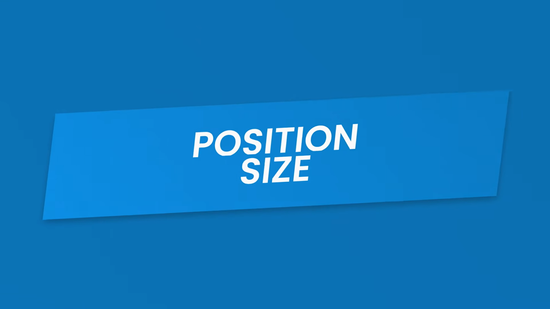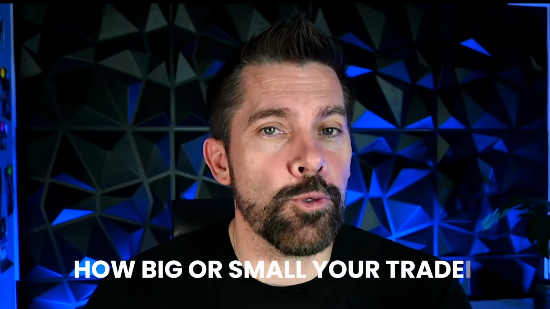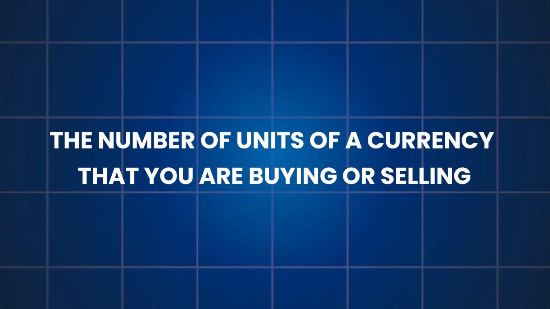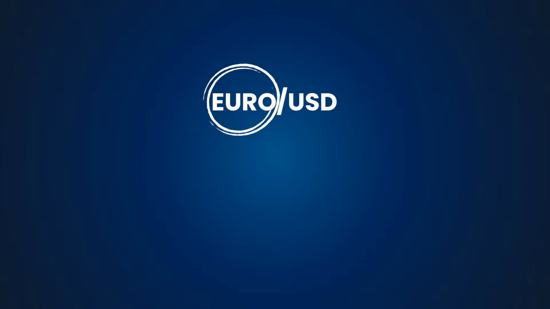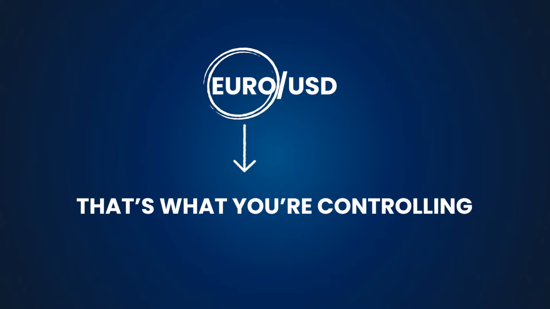So first, let's talk about what is position size. Your position size is simply how big or small your trade is. It's the number of units of a currency that you are buying or selling. So for example, if you're trading Euro USD, your position size will tell you how many euros you're controlling. It's the base currency, and that's normally the first in the two pairs. In Euro USD, Euro is the base currency, and that's what you're controlling.